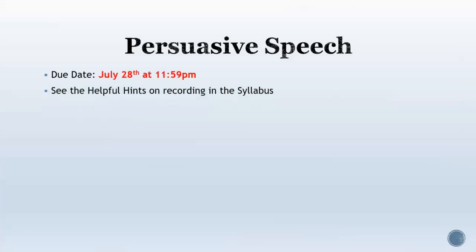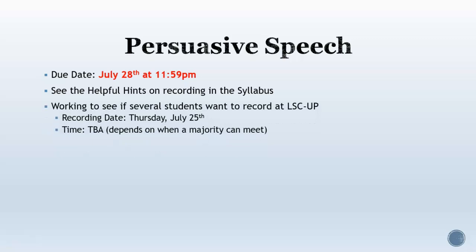The due date for this is July 28th at 11:59 p.m. Take a look at some helpful hints that I put in the syllabus on how to record or recording options. I am working to see if several students are interested in recording on the University Park campus. I put out an email to someone on campus asking about a potential room available. This recording date would have to be Thursday, July 25th, and the time would depend on when a majority of the students can meet. I'm thinking somewhere like either 3 to 5 p.m. or 1 to 3 p.m. or something like that, because I know a lot of students work, but that would probably be the latest I think we would be able to secure a room.